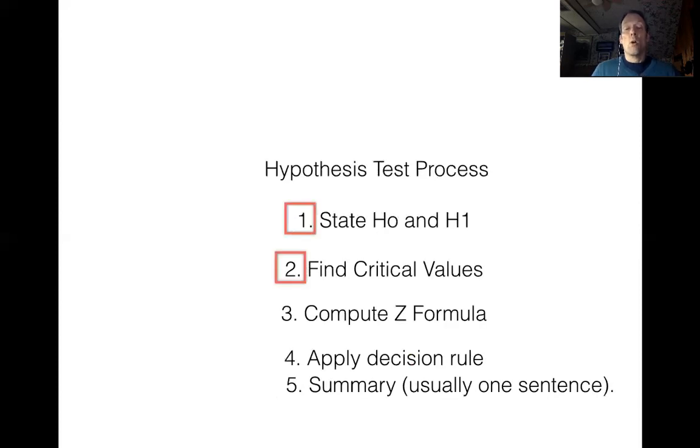Okay, so back to our hypothesis step process. What we're going to do is take on a couple different questions, and we're going to practice just stating the null hypothesis and the alternative hypothesis, and then the critical values. Steps 3, 4, and 5, we'll get to that part of the hypothesis testing process in a later video.